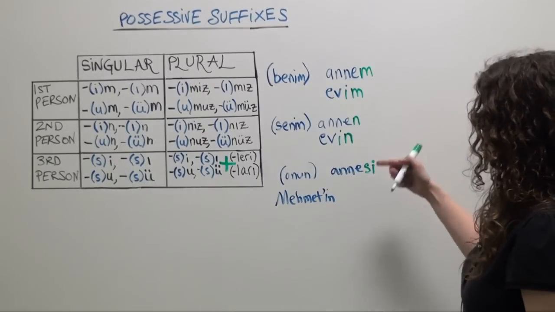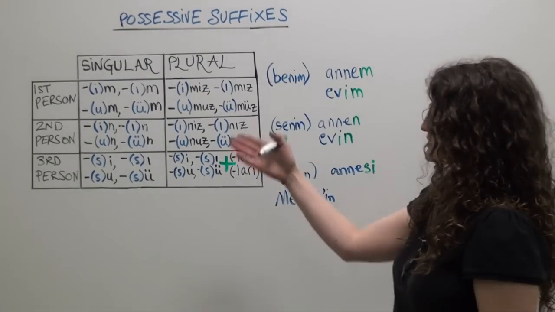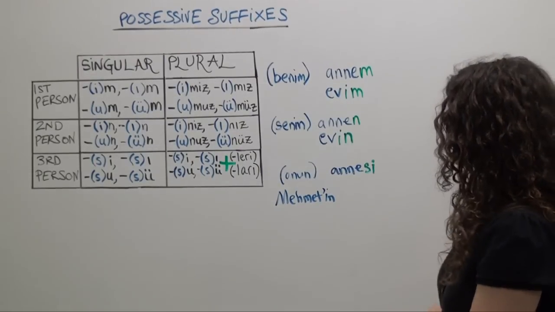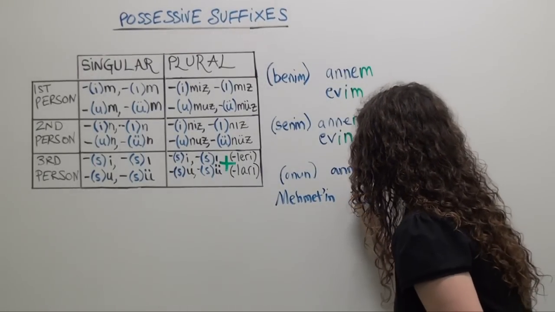Let's see what happens when we attach a third-person singular possessive suffix to a noun that ends in a consonant, okay? So we'll use our standby, ev, house, okay?